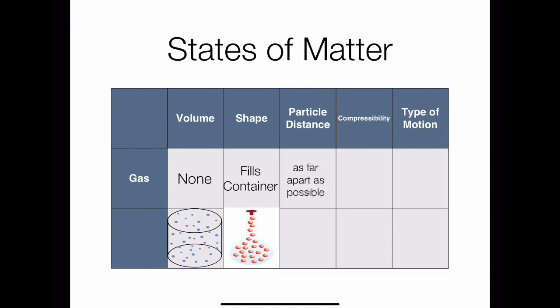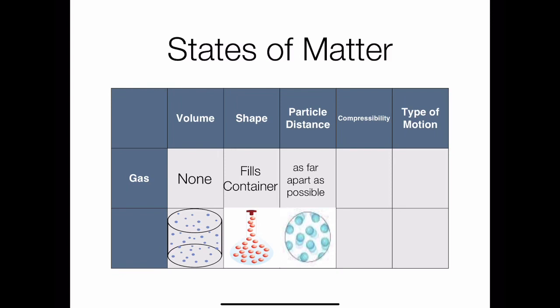Particle distance, these are as far apart as possible. I could put this in a small container and it would expand to fill that container, moving those particles as far apart as possible. I could put it in a bigger container, and because it expands to fill its container, those particles are as far apart as they could possibly be. I could put it in the largest container I can find, and it would still expand to fill its container, which means those molecules would be as far apart as possible. So now we have a lot of distance in between these particles.